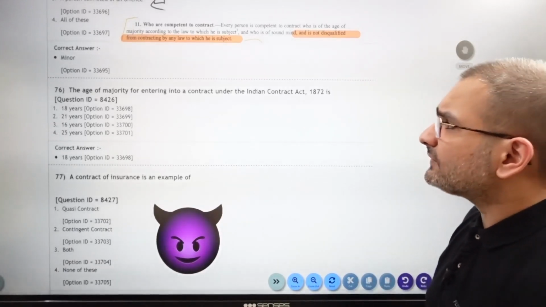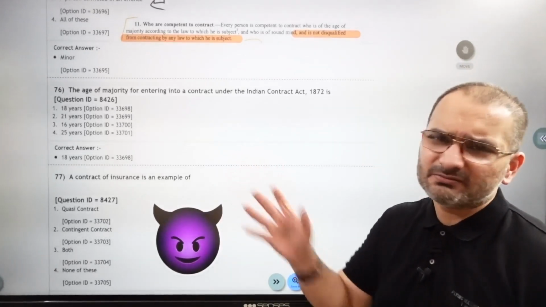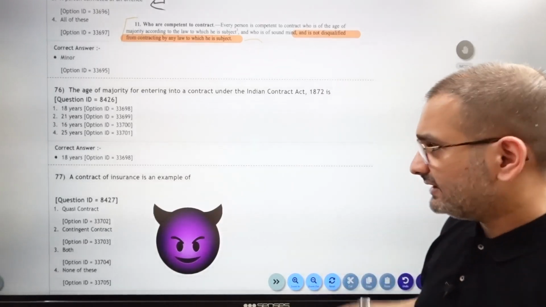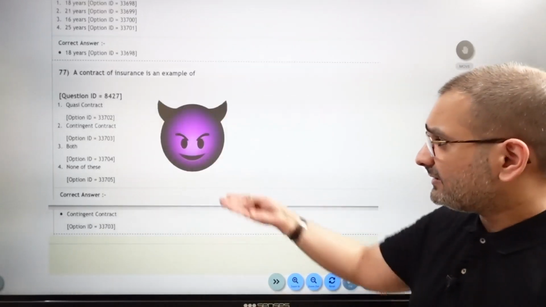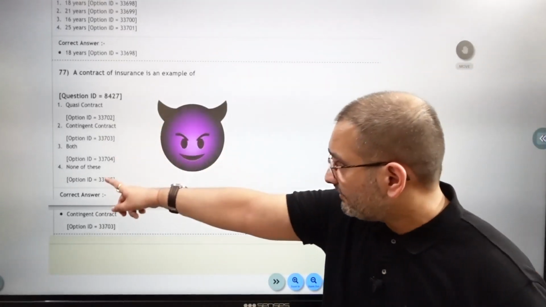Now, the age of majority for entering into a contract under the Indian Contract Act 1872 is standard, bare, simplest question: it is 18 years. Contract of insurance is an example of... I'll just let you know: quasi contract, contingent contract, both, none of these.